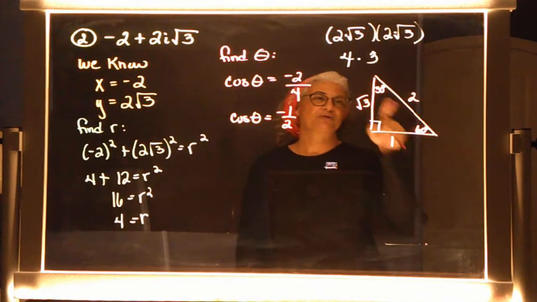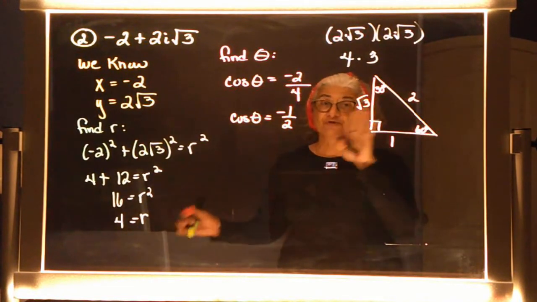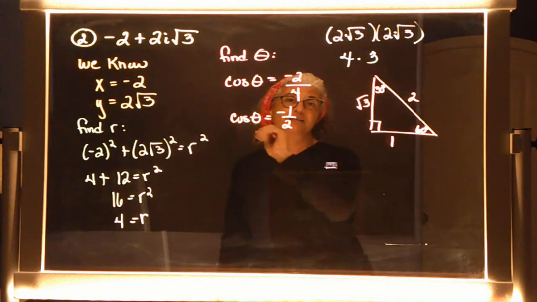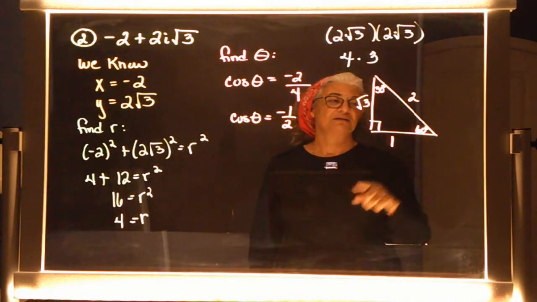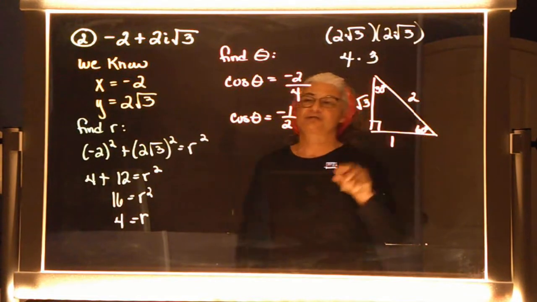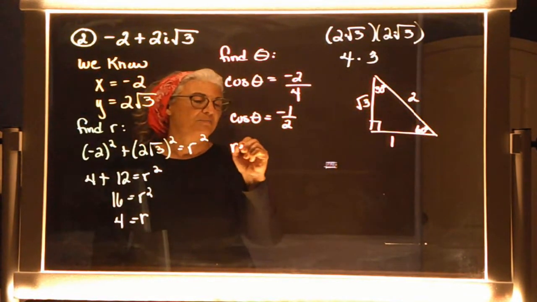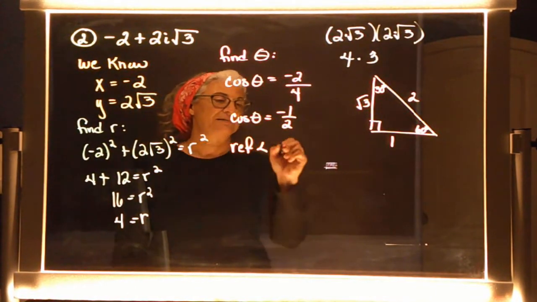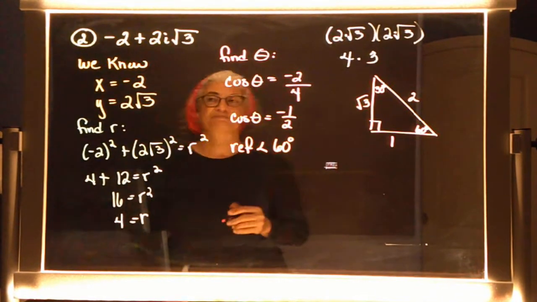So, which angle, when I take the cosine of it, I first of all just get a half? Forget the negative, but you just get a half. Yeah, 60 degrees, because the cosine of 60 degrees is 1 over 2. So that tells me my reference angle is 60 degrees.